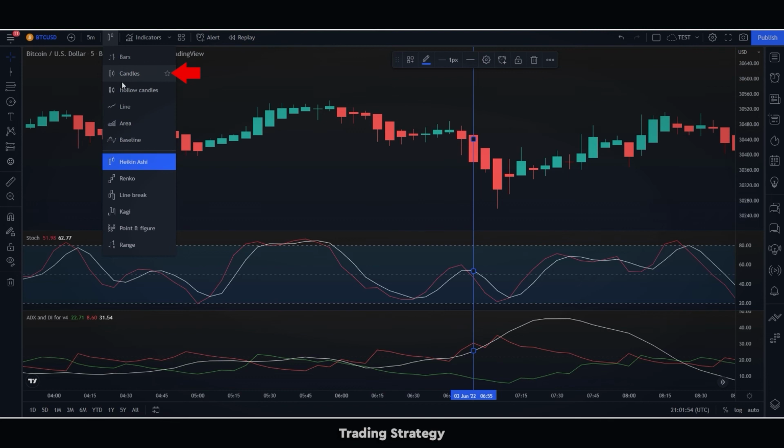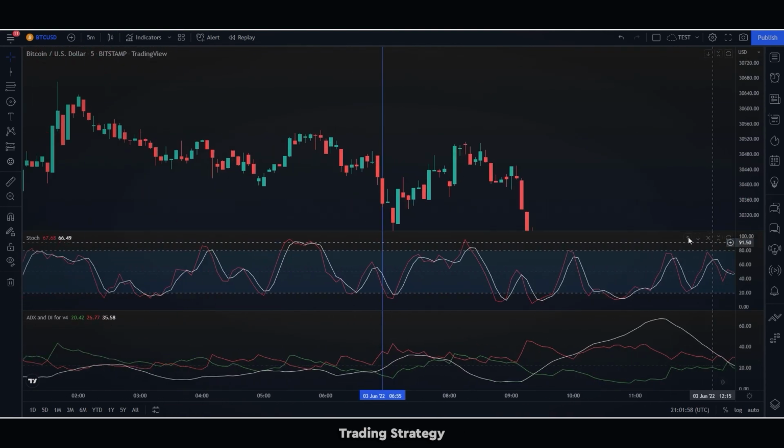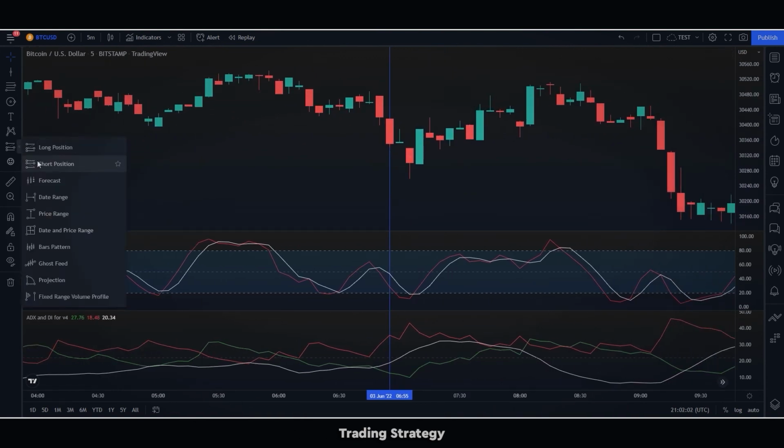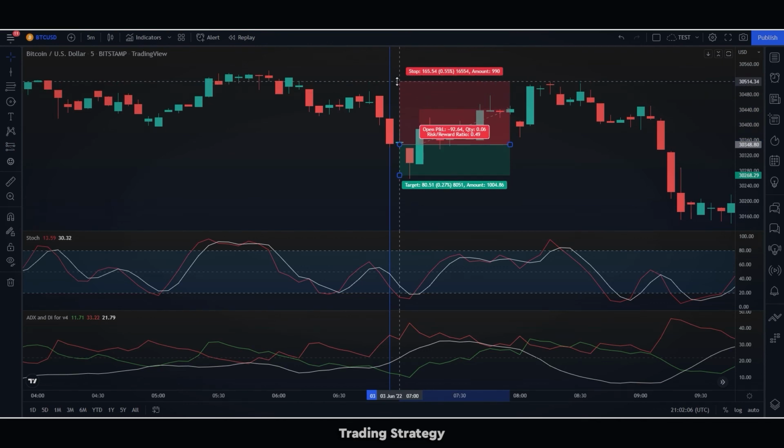But first, we will change the type of chart again to the normal candlesticks, since being in the Heikin Ashi candlestick chart could confuse us. We will place our stop loss above the latest high and our take profit at the support and resistance zones, as long as we have a risk-benefit ratio of at least 1 to 1.